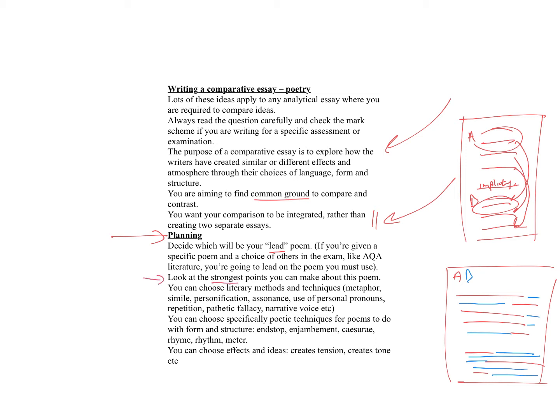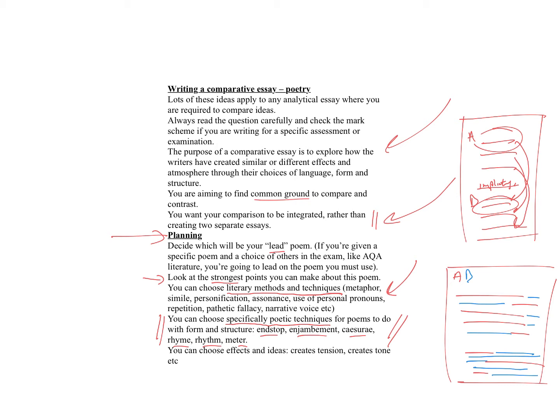And then take that lead poem and look at the strongest points you can make about the poem, bearing in mind that you can talk about literary methods and techniques, and there's some examples of those there. For a poem, this is really, really important. You should be able to choose specifically poetic techniques. You're writing about poems which are poems. They're not stories, they're not diaries, they're not journals, they're not plays. These terms, these ideas, you find in poems. Poets have put them there for a particular reason.